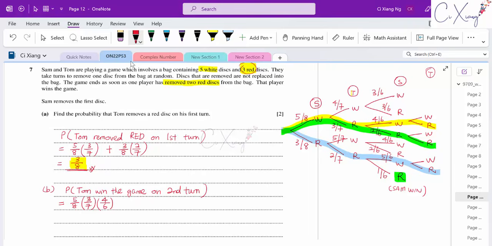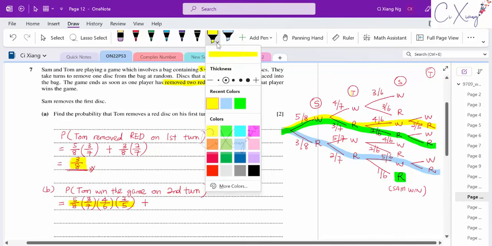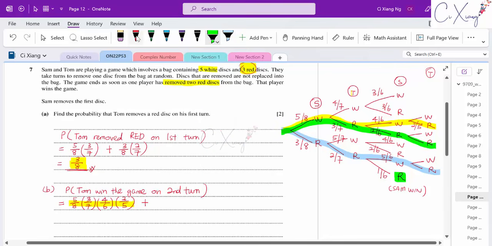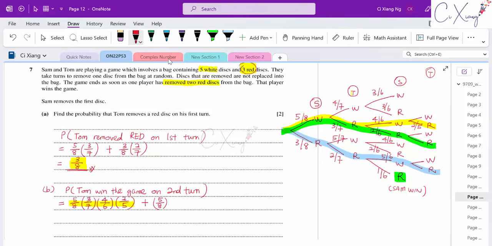So if let's say Tom gets the red one, it will be 2 over 5, because the remaining red discs are 2, and the remaining discs that haven't been removed are 5. So it will be 2 over 5 for the yellow color pathway. Okay, then plus, how about we have a look at the green color pathway? For the green color pathway, if you have a look in detail, the first probability is also 5 over 8, Sam gets the red one.